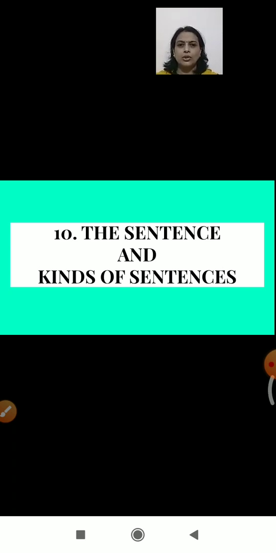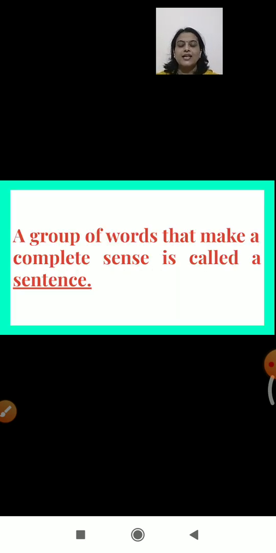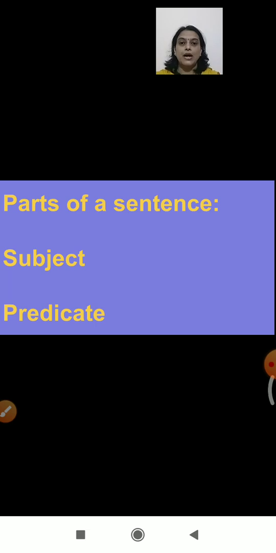So let's do a quick recap of what we have learned so far. Okay. So we learned that a group of words that make a complete sense is called a sentence, right? Yeah, and we also learned about parts of a sentence. What are they? Subject and predicate, right? Without these two, the sentence is incomplete, right? So these are the two best friends of sentence, we can say, isn't it?